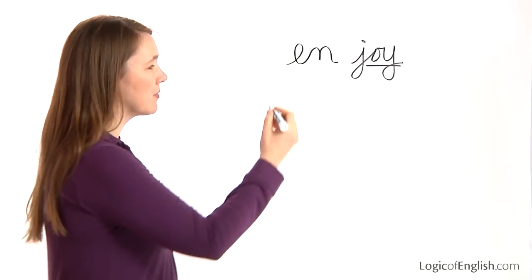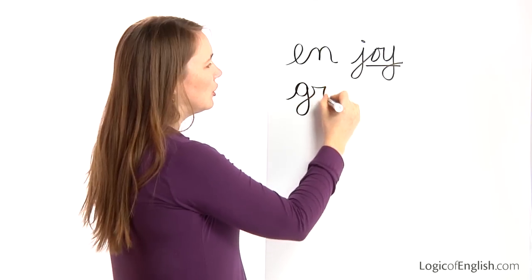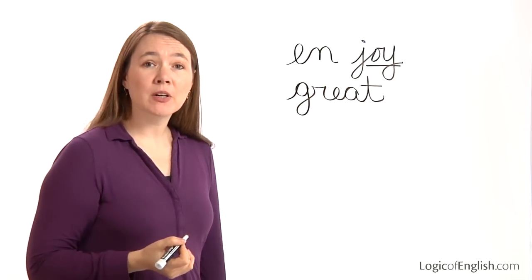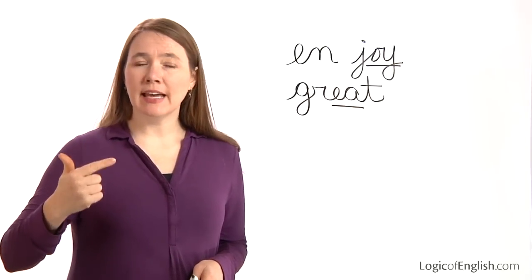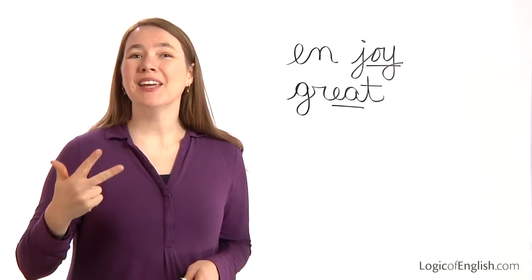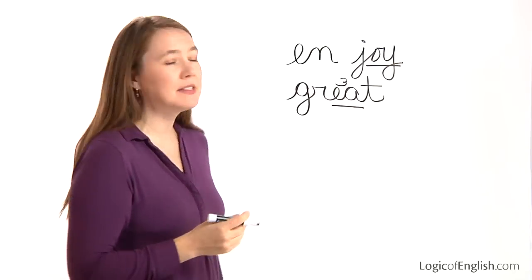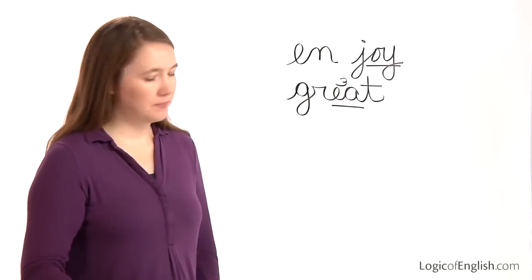And now help me to write great. Sound it out with me. G-R-A-T. And how will we mark it? We'll underline the A. Now, what sound of E-A was this? It was its third sound, so we'll put a little 3 over it to remind us that here it's saying its third sound, A, in great.